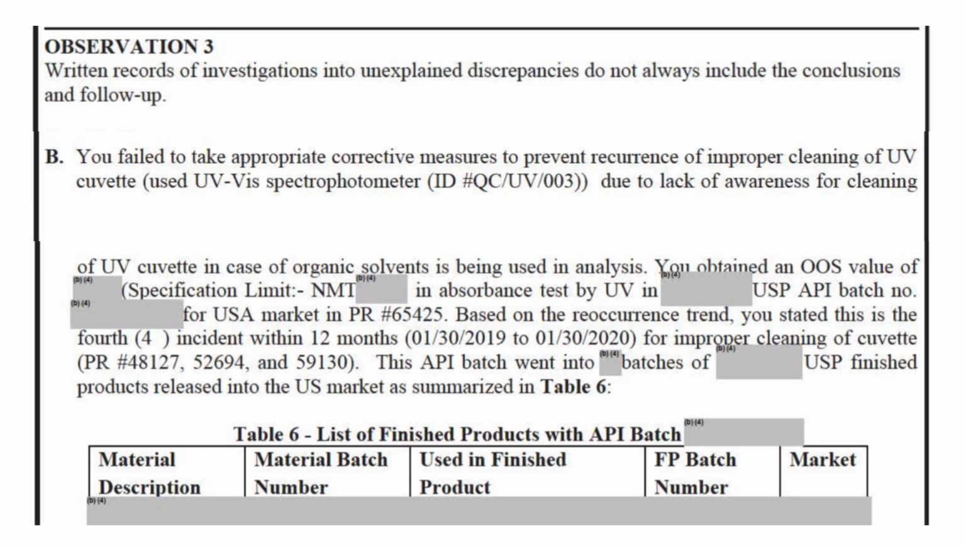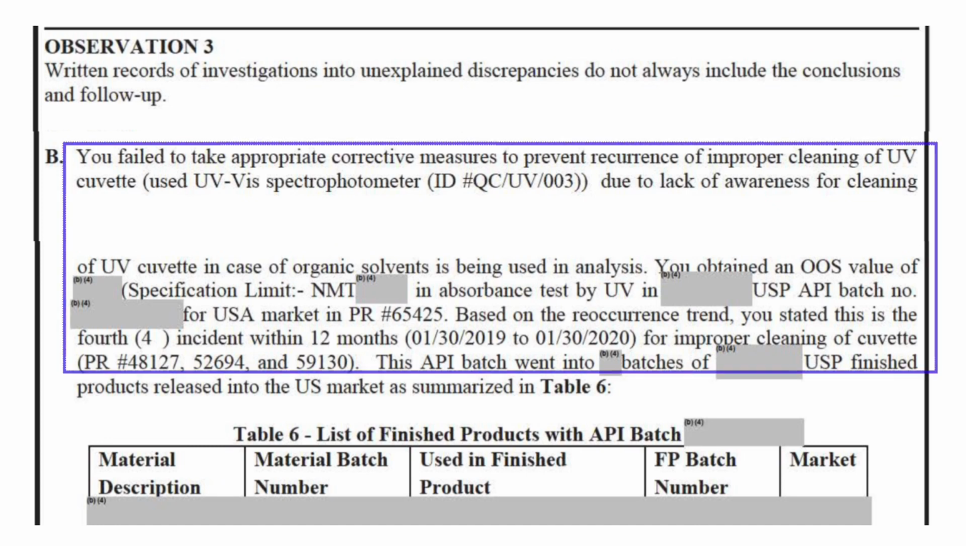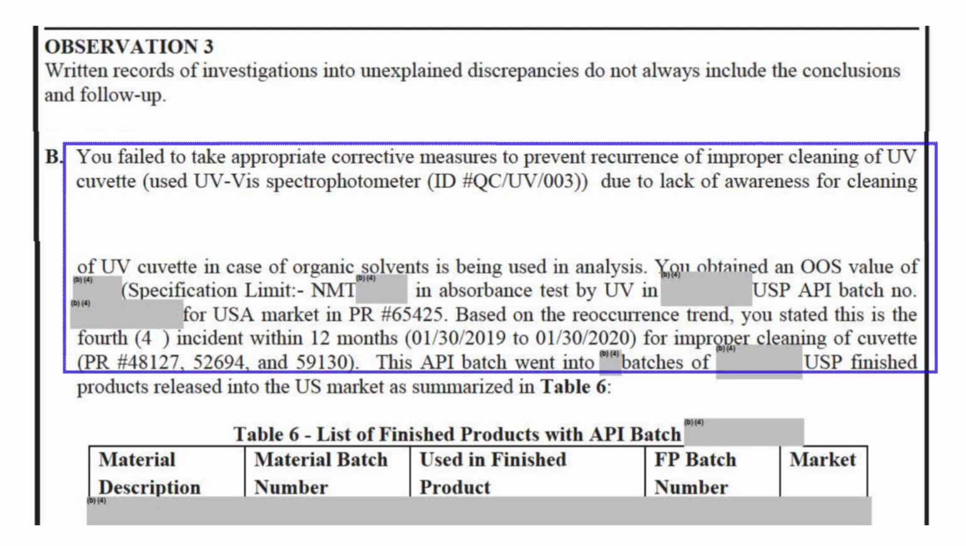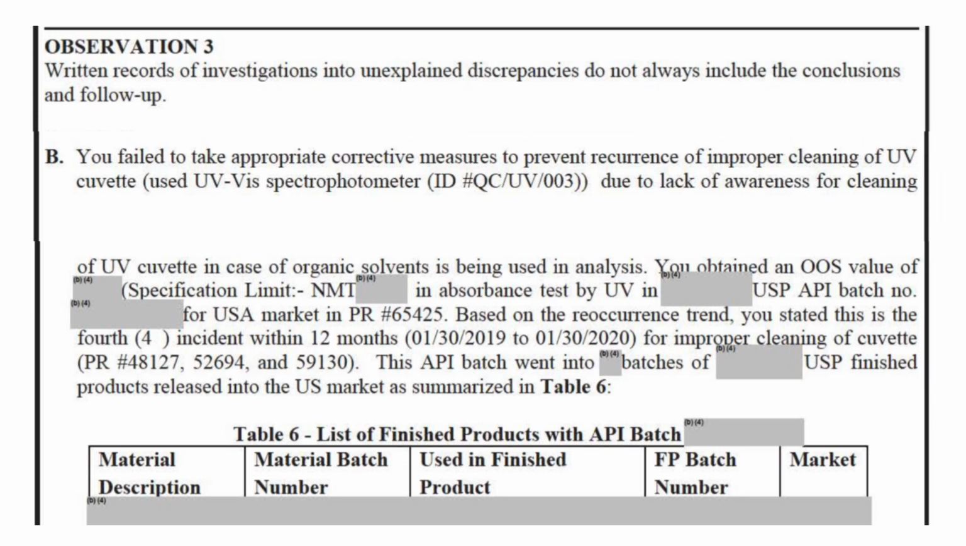Under this example, auditors reviewed an OOS investigation report for which the root cause was concluded as improper cleaning of the UV cubit. Likewise, a total of 4 times the same root cause was concluded for other OOS results. Therefore, auditors stated that your firm has failed to take appropriate corrective measures to prevent the reoccurrence of improper cleaning of the UV cubit. So this was the second example mentioned under observation number 3.